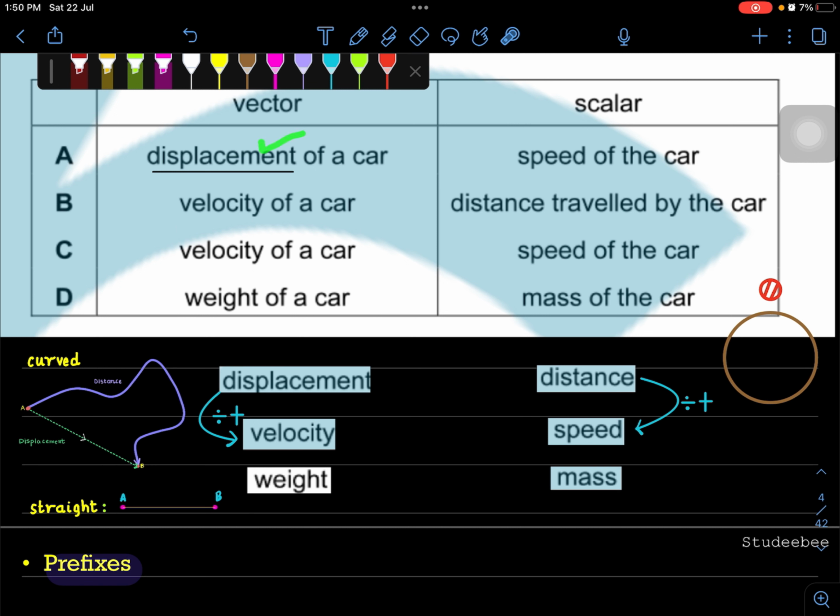Can displacement be equal to speed? No. Can velocity be equal to distance? No. Can velocity be equal to the speed of the car? That is right. In what situation can that happen? When the car is traveling in a straight line.